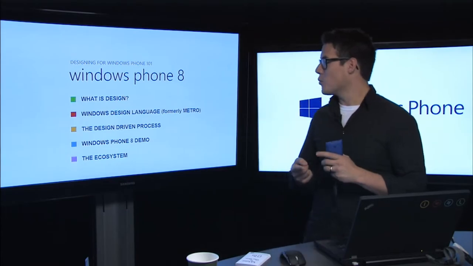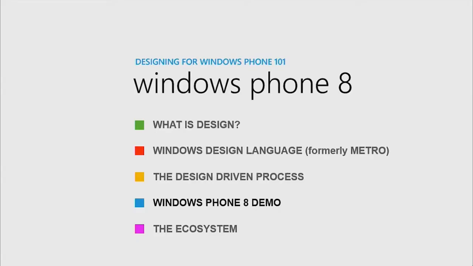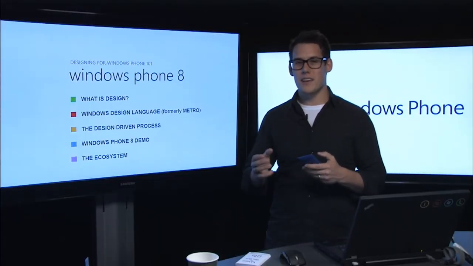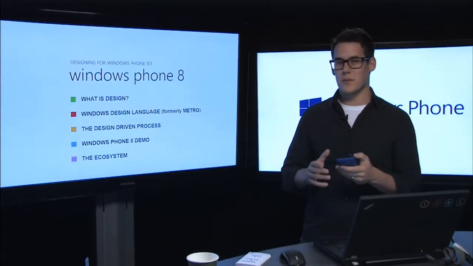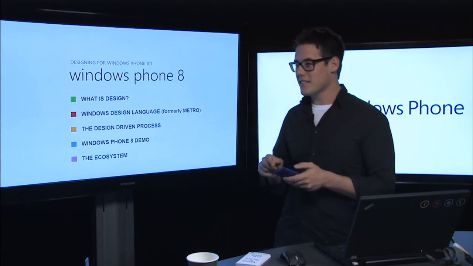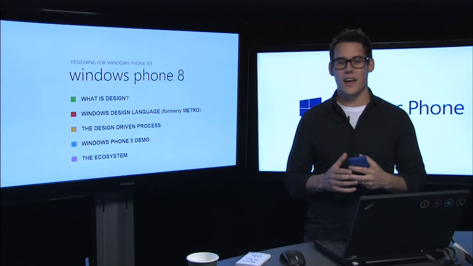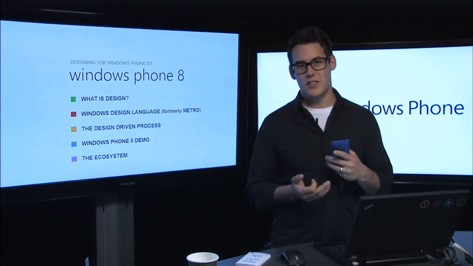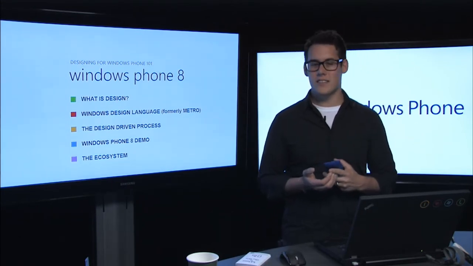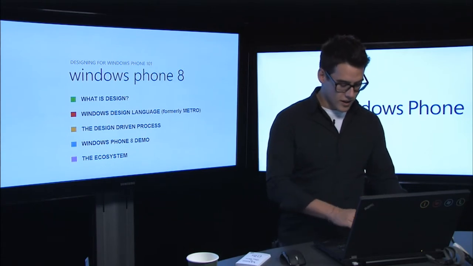We've already talked through what is design, the Windows design language, and the design-driven process that we took to create Windows Phone 8. What is a good demo if we didn't actually show you some of the UI on the phone? So I'm going to take you through some of the examples and the inspiration, some of the things we talked about already. We're going to look at some of these samples on the phone, and in the next section, we're going to learn about how to create the composition, the visuals, and actually put your own apps and your own ideas onto the phone. So let's get started.